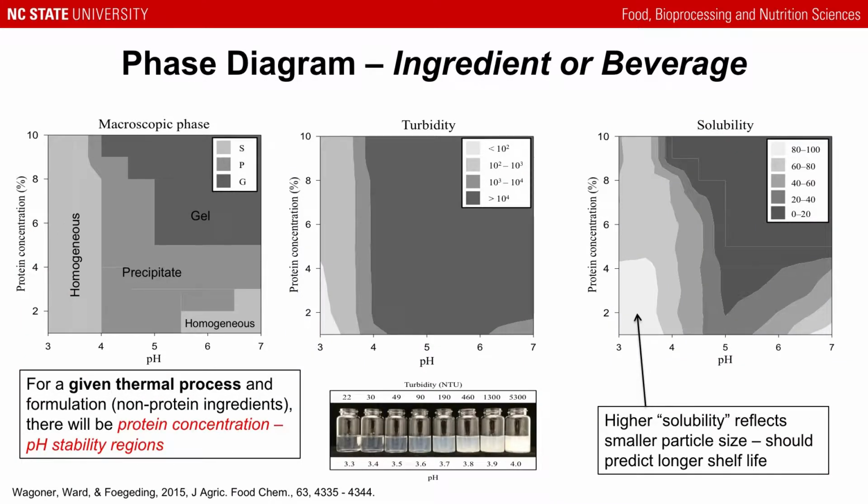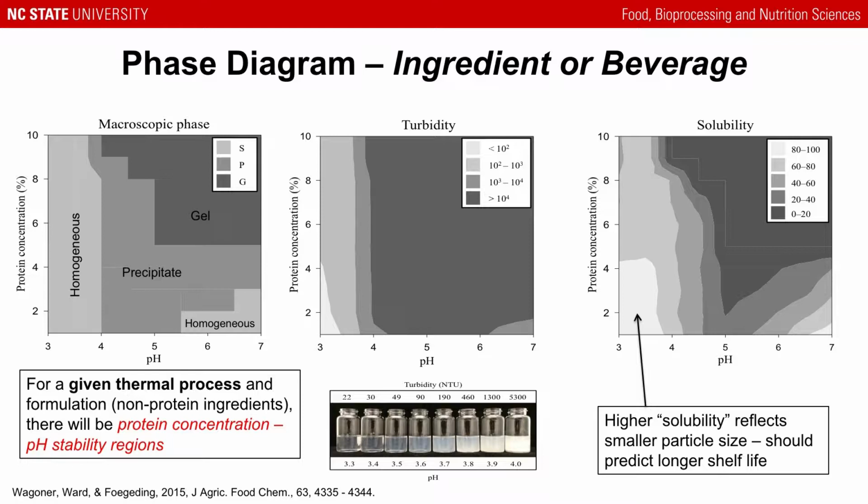When we start looking at conditions that allow for this, we've set up this phase diagram type of approach. What this shows is the relationship between protein concentration and pH at a given thermal process for a certain type of protein. And this was a very simple type of system. So if we start right here, we see there's only these zones right here where it's homogeneous.